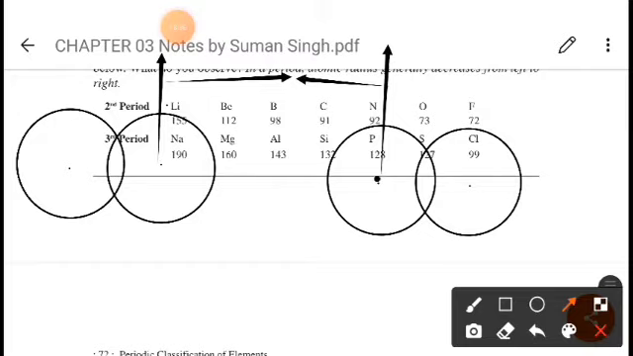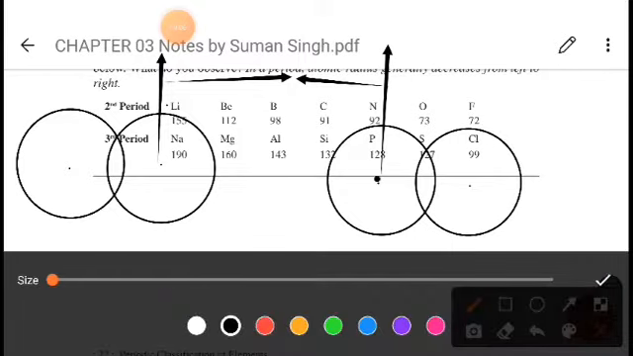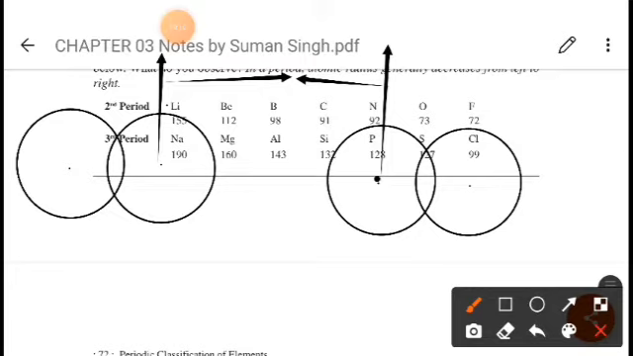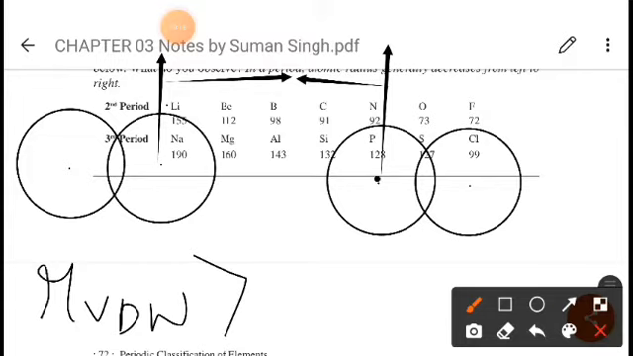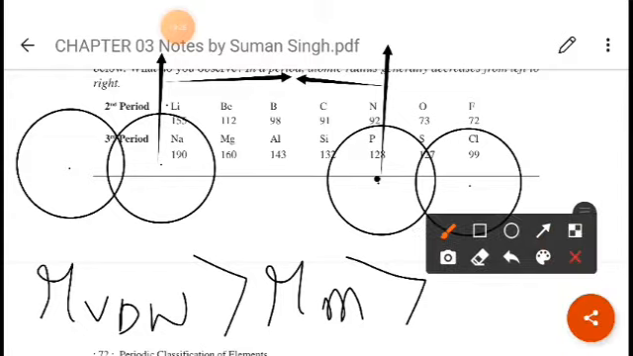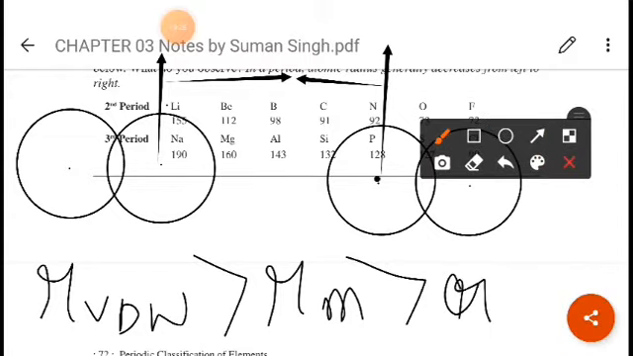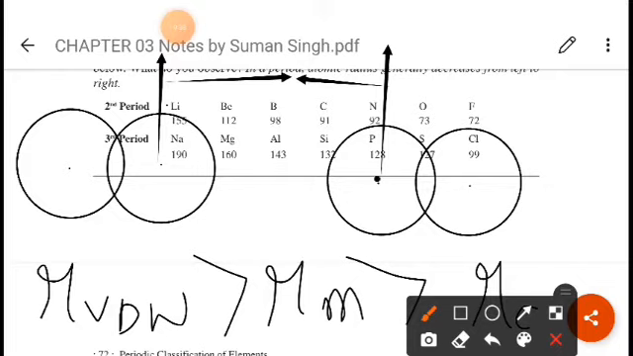Always remember that the van der Waals radius, if it is denoted by VDW, will always be bigger than the metallic radius. And it will also be bigger than the covalent radius. I hope you have understood what van der Waals radius is, right?